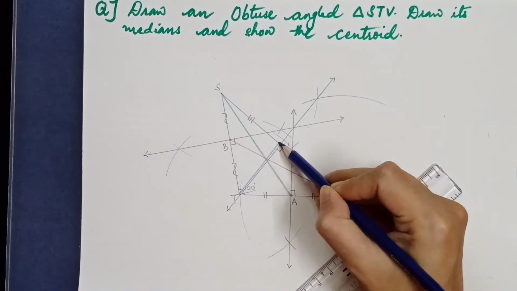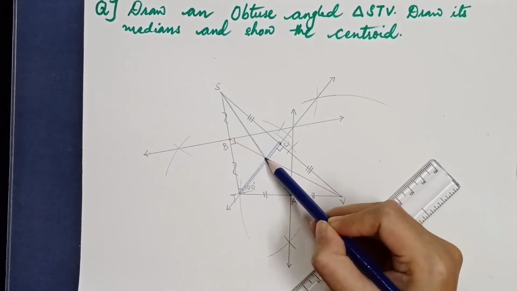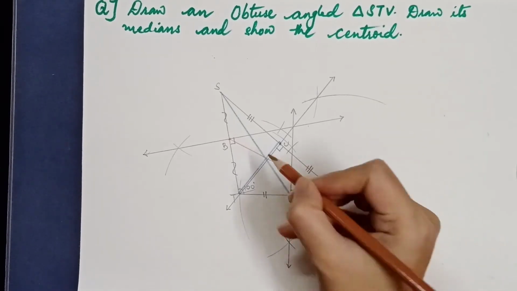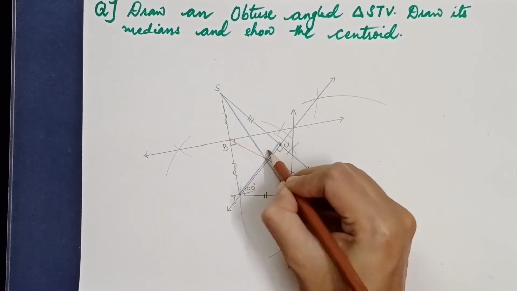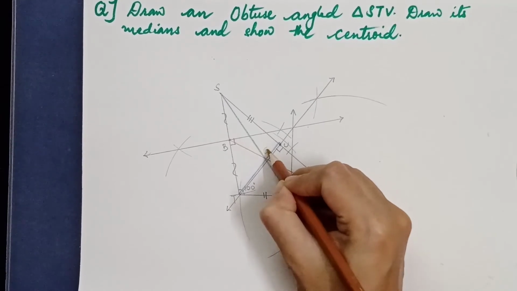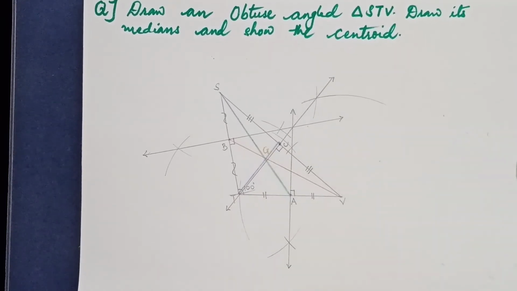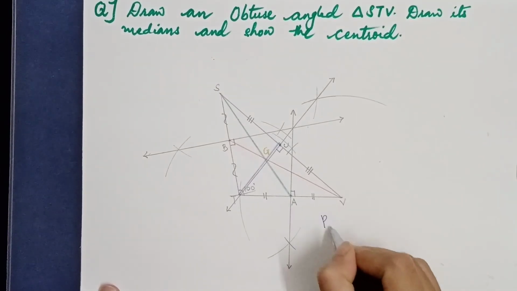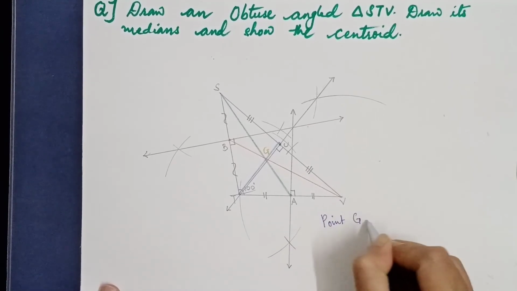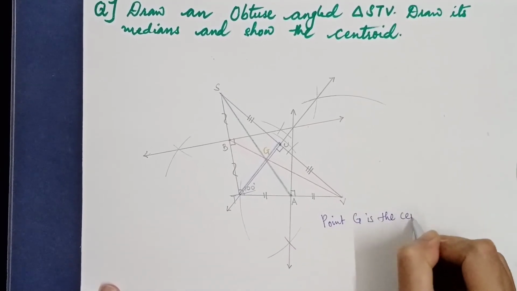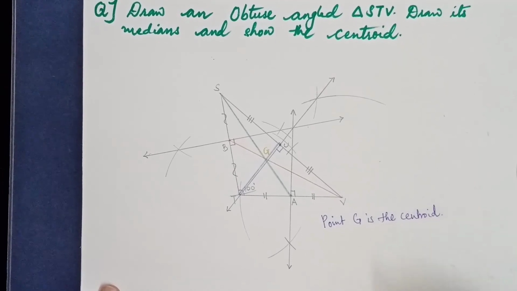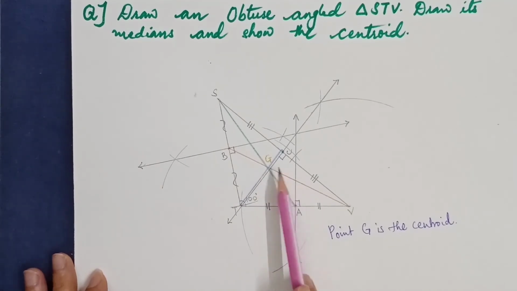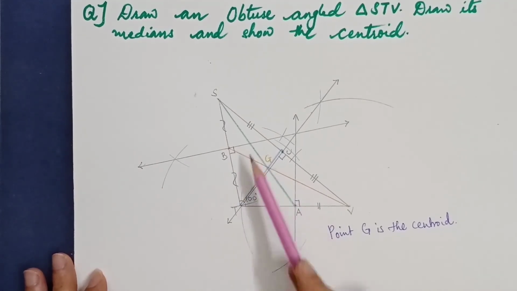As you can see, all the three medians are meeting at one common point. This common point will be named as centroid. We will denote this centroid by G. And we will write point G is the centroid. So here point G is the centroid. It is the point of concurrence of all the three medians.